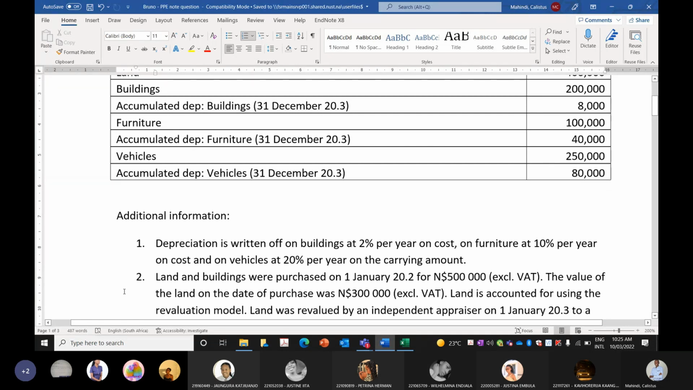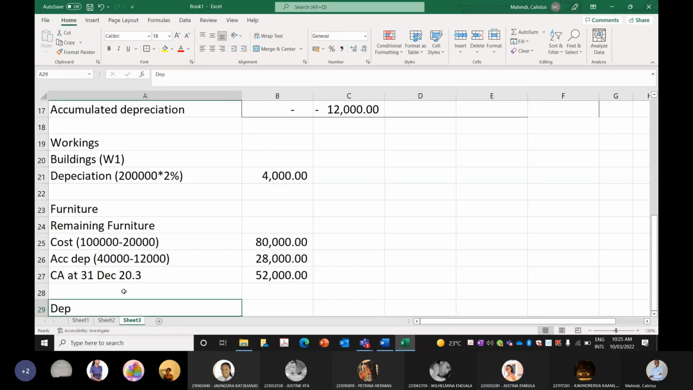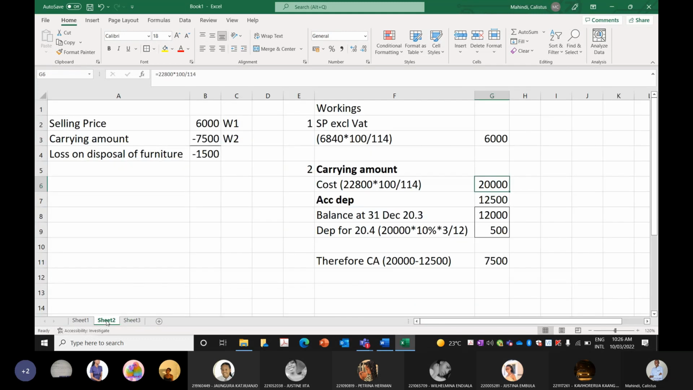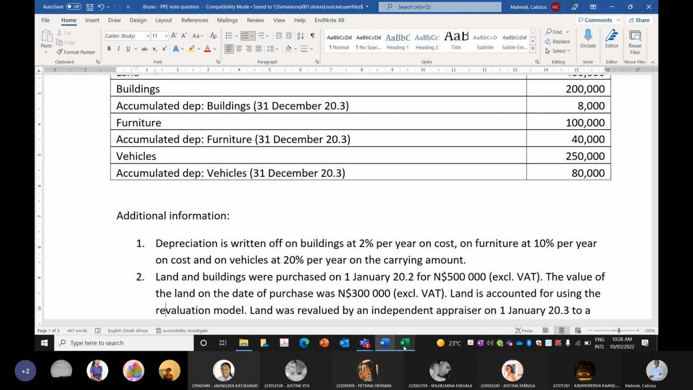Furniture is depreciated 10% per year on cost. So for the remaining furniture, cost price is just 80,000 times 10%, which is 8,000. So that's our depreciation for the year. Now we've calculated the depreciation for the year on the remaining furniture and on the sold furniture. The sold furniture was 500. So total depreciation for the year on furniture.